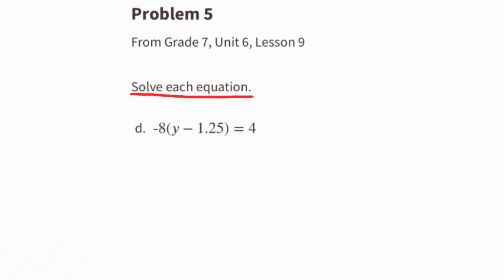D. First, we're going to use the distributive property and multiply -8 by both the terms in the parentheses. This becomes -8 times y plus -8 times -1.25 equals 4. In both cases, a negative times a negative equals a positive. So now it reads positive 8y plus 10 equals 4. We want to get the y by itself, so we subtract 10 from both sides.